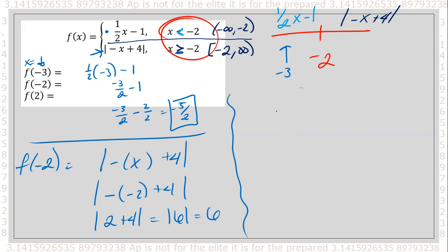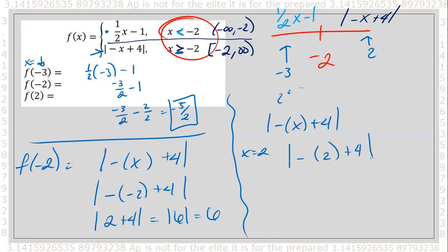Okay. And last but not least, what happens when it is 2? Well, 2 is right here, so it's still the same thing. So it's going to be using the same equation. So it's going to be x is equal to 2. So now it's going to be the same exact thing. Or is it? Oh, no, it's not. I'm sorry, it's going to be absolute value of -2 plus 4, which gives me a 2. So absolute value of 2 is 2.